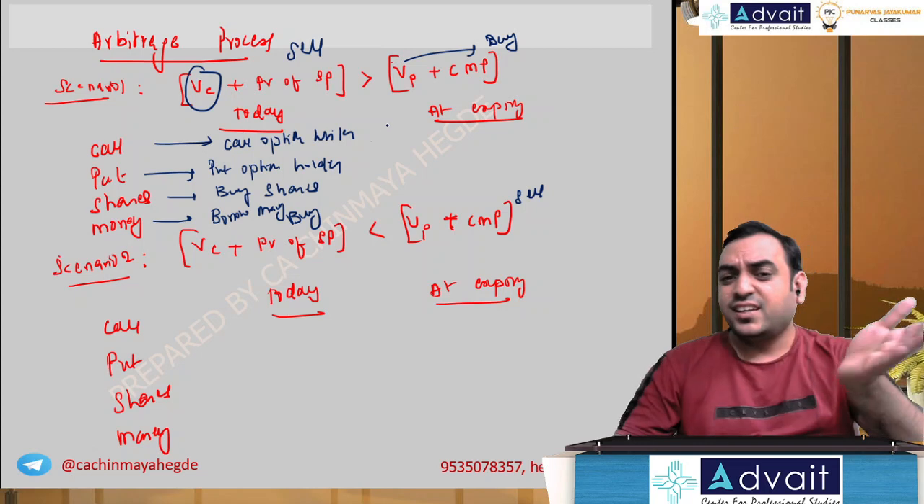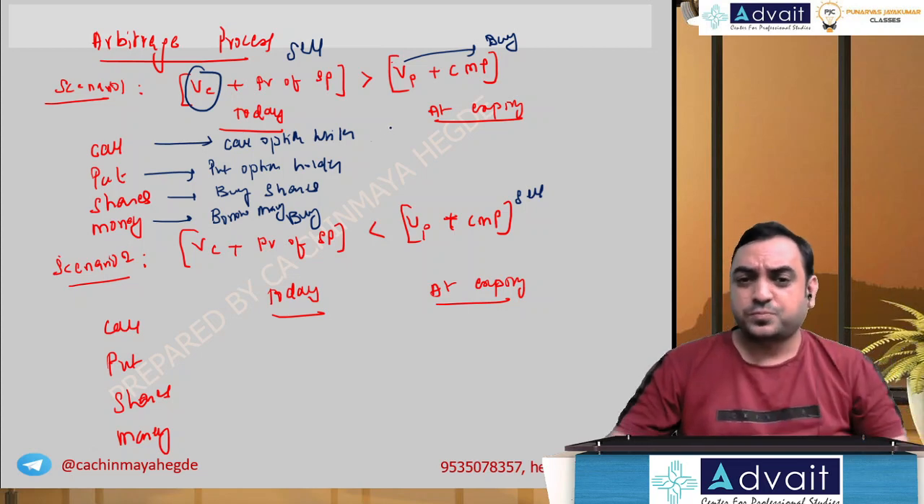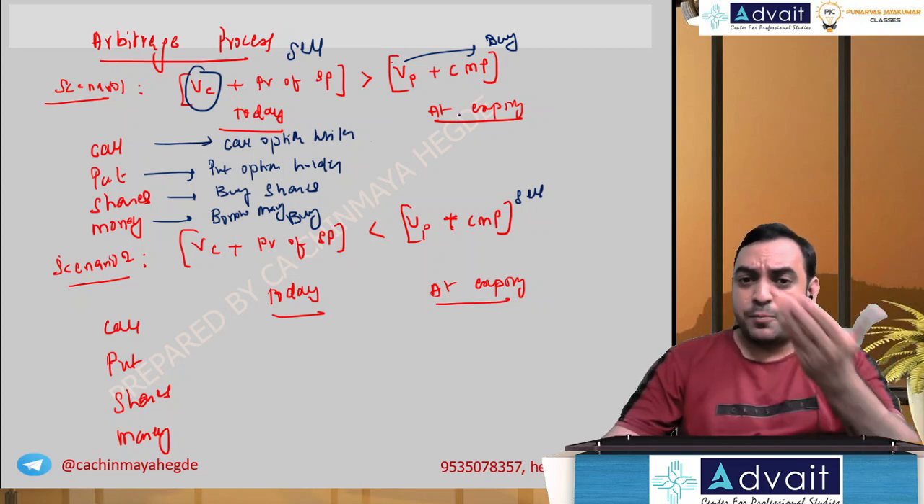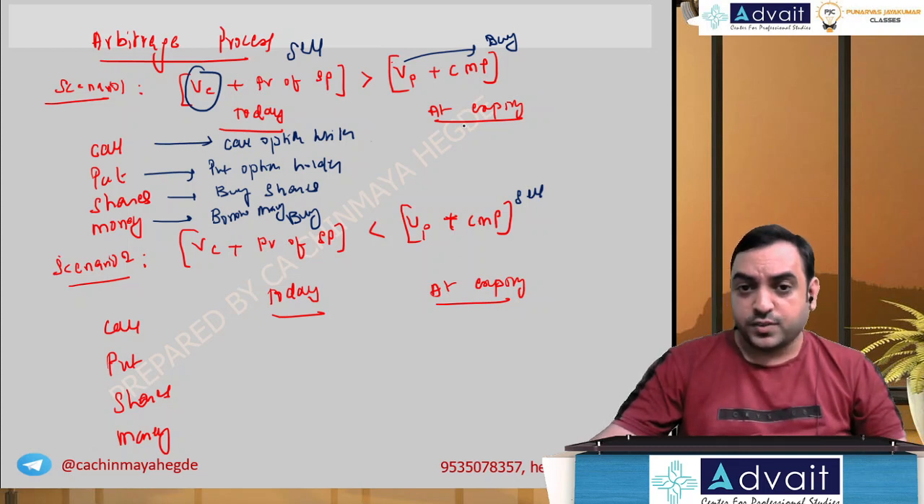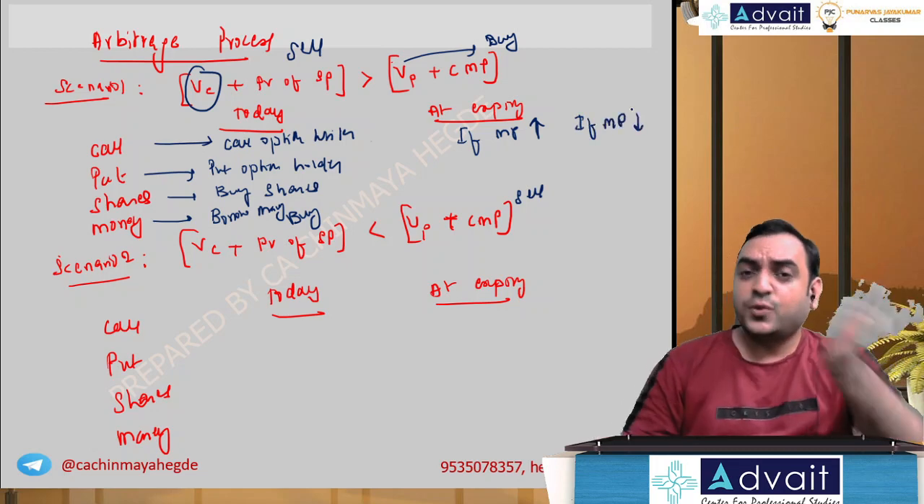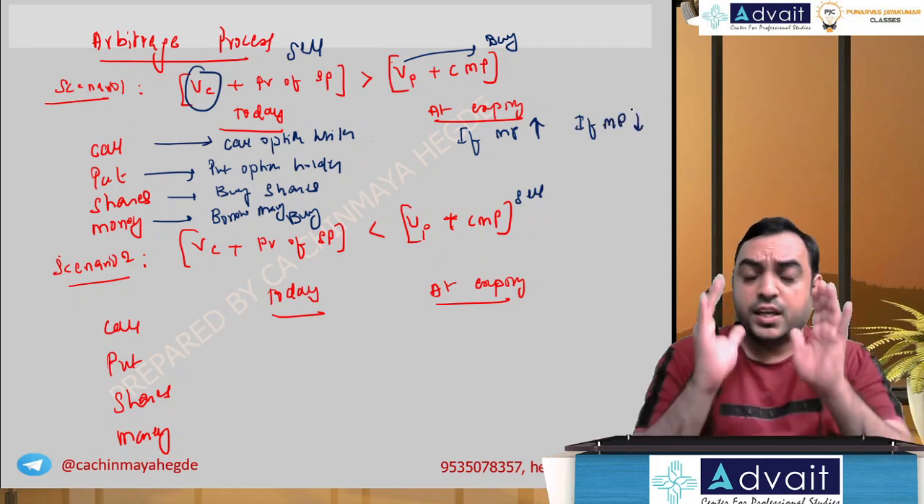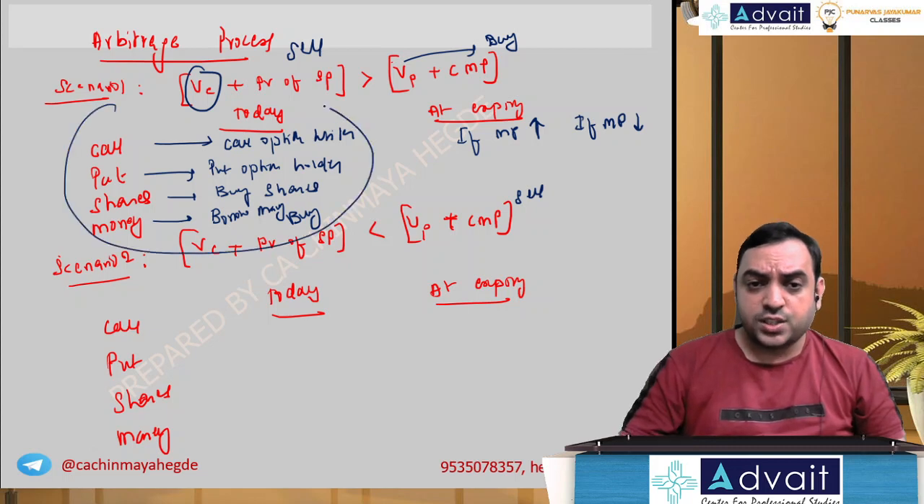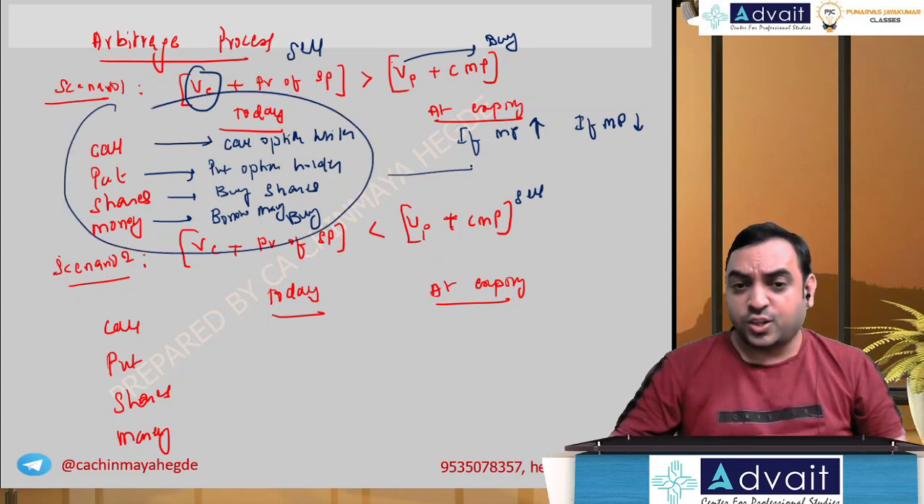And the rest of these things will be just a closure. On expiry, you do under two situations. If the market price is increasing, what happens? If the market price is decreasing, what happens? That we'll see later. But just understand what transactions should be done today. These are all just a consequence.